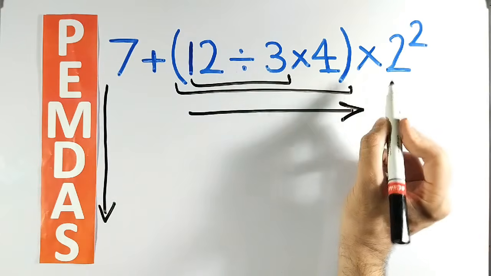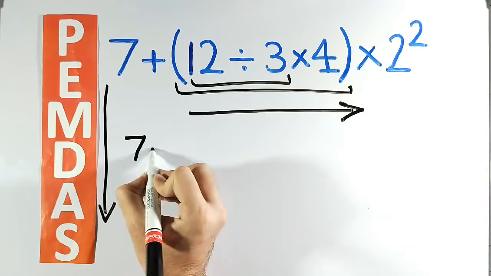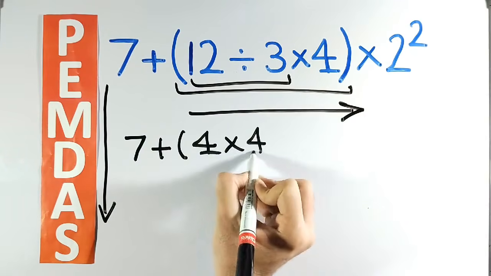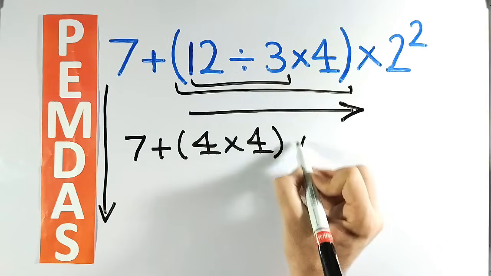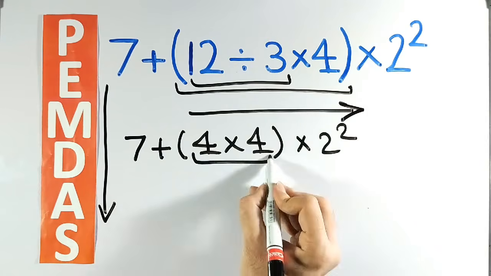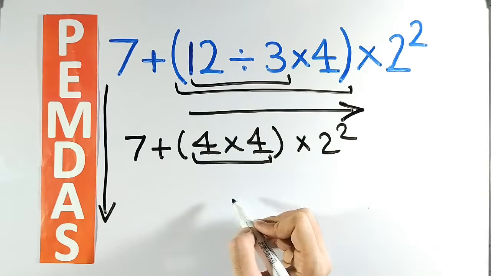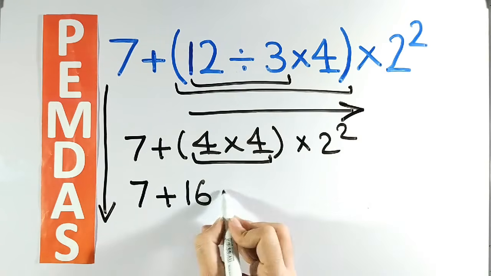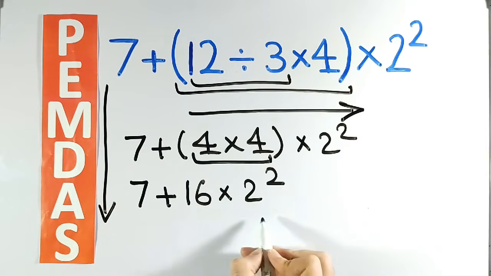And instead of this expression, we can write 7 plus open parenthesis 4 times 4 close parenthesis and multiplied by 2 squared. In the next step, we go for the multiplication between 4 and 4 and write this expression as 7 plus 16 multiplied by 2 squared.